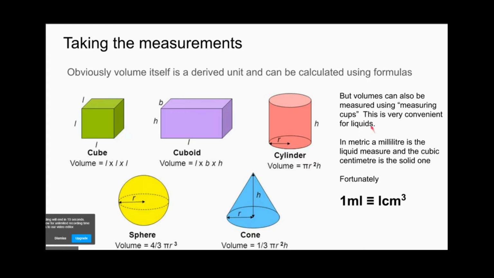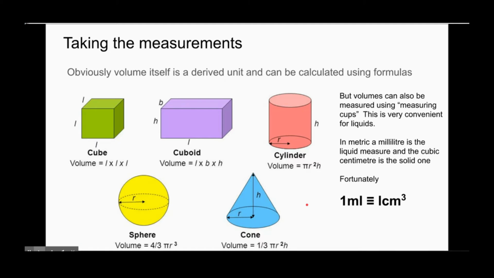And volumes can also be used with measuring cups. And this is very convenient for liquids. In metric, a milliliter is the liquid measure and the cubic centimeter is the solid one. Fortunately, they're the same thing. So 1 milliliter and 1 cubic centimeter are exactly the same thing. There's no difference between them.